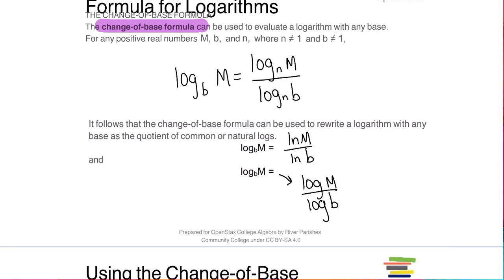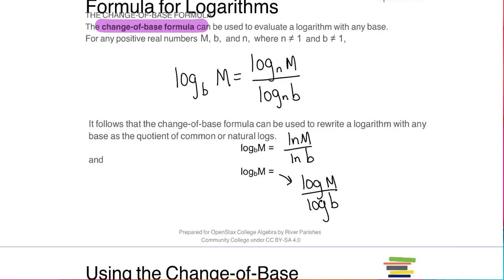Now, Desmos does have a feature where you can do a log of any base, but you can't with the TI calculator. So that's definitely where the change of base comes in handy. This is the way the change of base works. If we have log base b of m, we can rewrite that as either log m divided by log b, so log of the big number divided by log of the base, or ln m over ln b, so natural log of the big number divided by the natural log of the base.